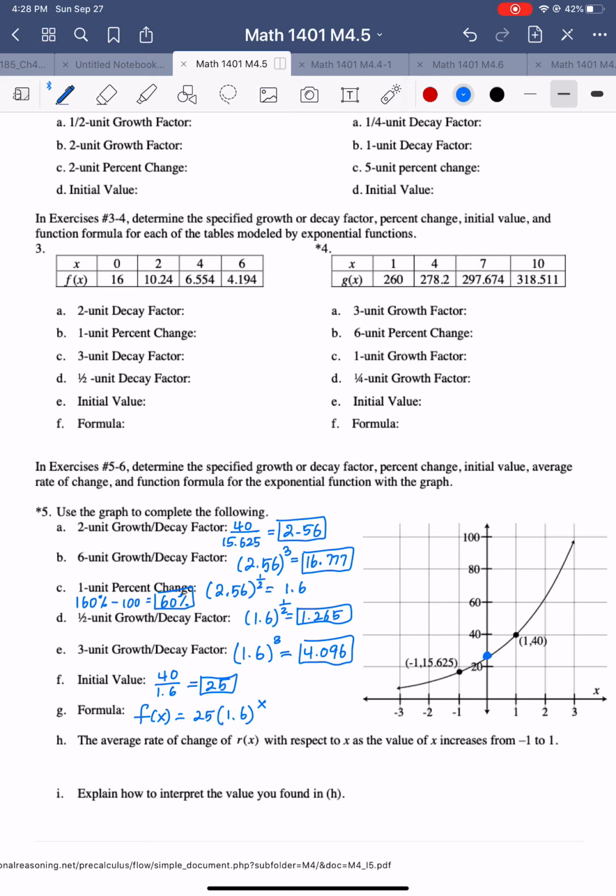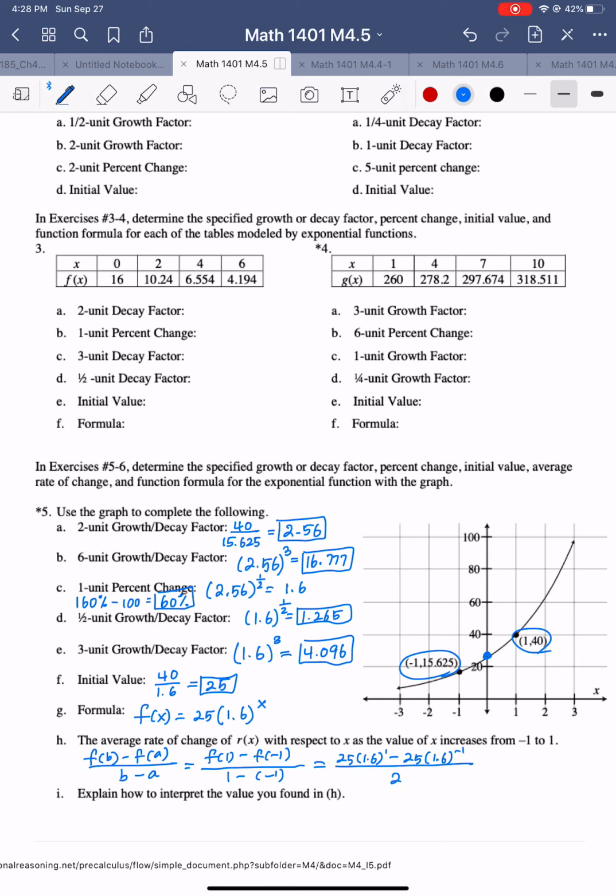Now for the average rate of change of f of x with respect to x, when the value of x increases from -1 to 1. Okay, so we are looking for the average rate of change. So what we do is f of b minus f of a over b minus a. That's exactly what it is, okay? So f of b is f of 1 minus f of -1 over 1 minus -1. And then f of 1, plug it in here, is 25 times 1.6 to the first power, minus 25 times 1.6 to the -1 power, over 2.